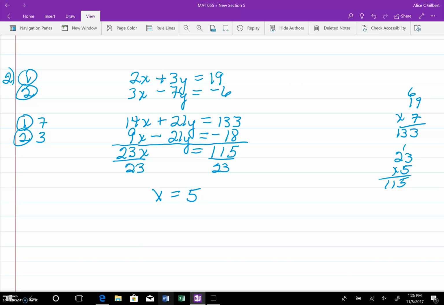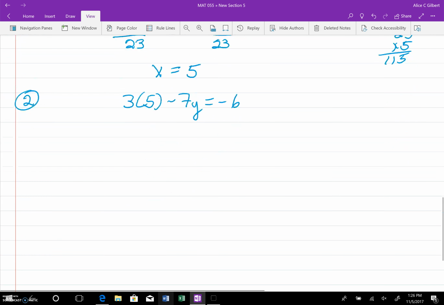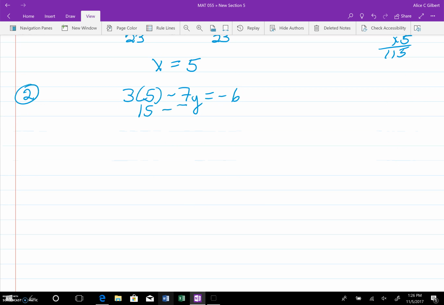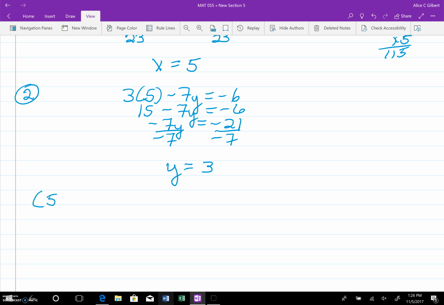Well, now I'm going to take that x and put it back into either equation number 1 or equation number 2. Well, we did 1 last time, so I'll do 2 this time, so you can see it doesn't matter. Okay, so 3 times 5 minus 7y equals negative 6. So this is 15 minus 7y equals negative 6. That's going to be negative 7y equals negative 6 minus 15. It's negative 21. Divide both sides by negative 7, and we get y equals 3. And so our answer is 5, 3.